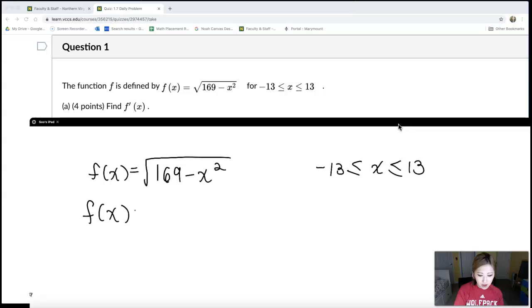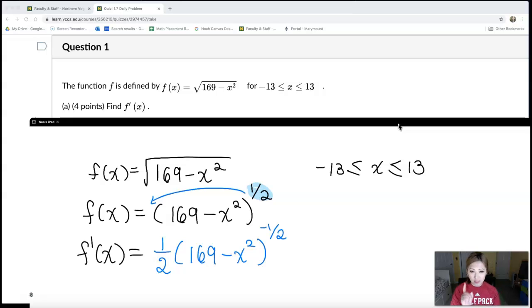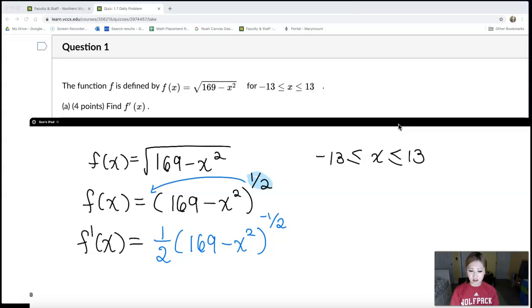Before I do the derivative, I will rewrite this so that I have 169 minus x squared raised to the 1/2 power, because that's what taking the square root is. Now we're ready to take the derivative. This is using the chain rule. We're going to first deal with the outside function, so we're going to have 1/2 times 169 minus x squared. Don't change anything inside, and the new power is negative 1/2. If you stop there, that's halfway done. It's not correct yet. We need to multiply this by the derivative of the inside part, and the inside part is 169 minus x squared for me.